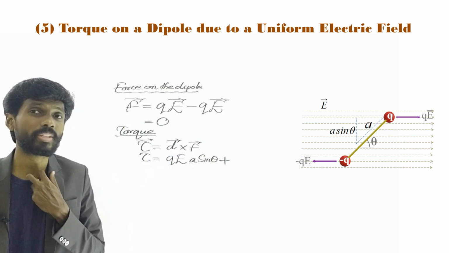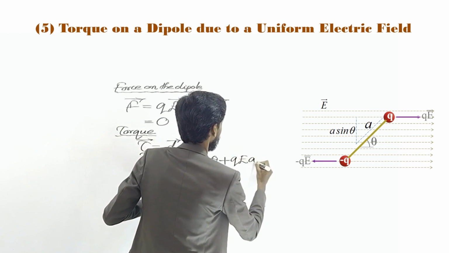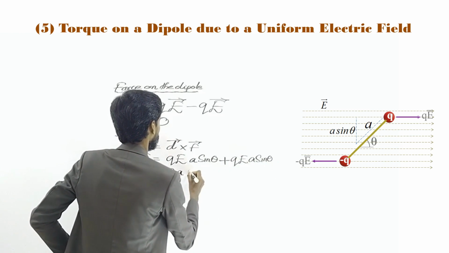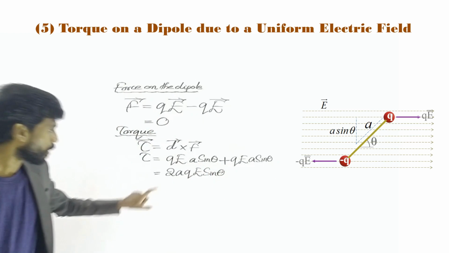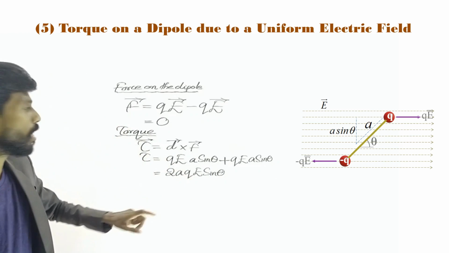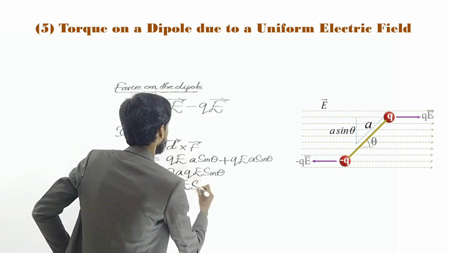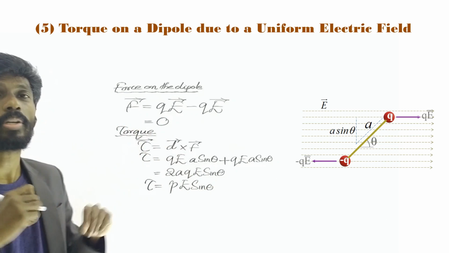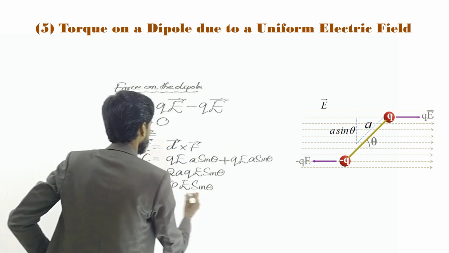Do you understand? So both have the same direction, so we can simply add them. But the magnitudes are the same, QE A sin theta. So that will be 2A Q E sin theta. Do you understand? But 2AQ can be written as distance multiplied by charge. So that is the formula for the dipole moment. So this is P, the dipole moment. So this is P multiplied by E times sin theta. So this is the formula for torque, right? Torque on a dipole due to a uniform electric field E is simply PE sin theta. That is the formula for torque.